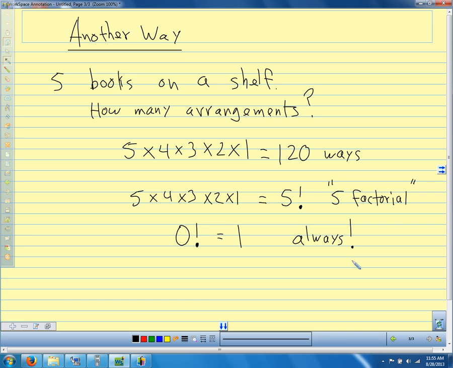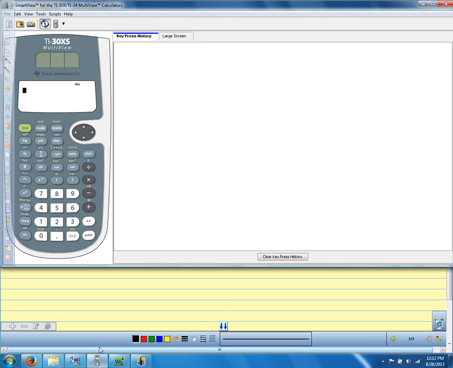So let me show you on the calculator. I have a calculator here. If your calculator doesn't have this particular button, you can always do it this way: 5 times 4 times 3 times 2 times 1. But most scientific calculators are going to have either a factorial button or a way to get to factorial.